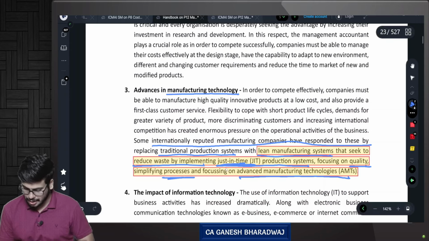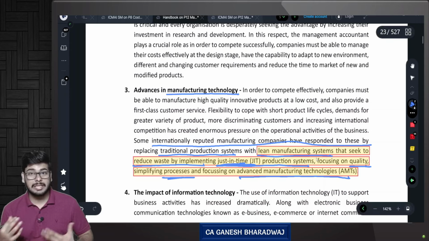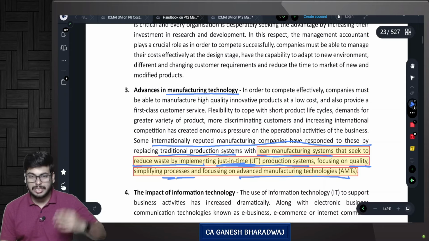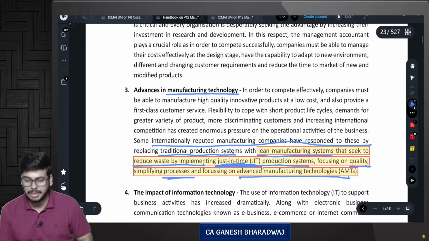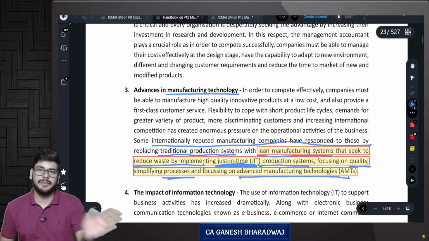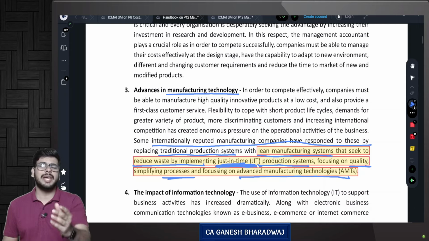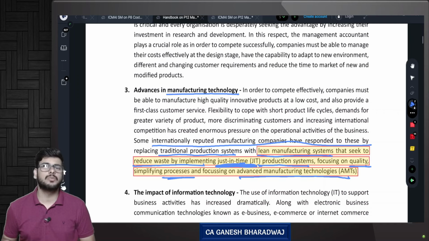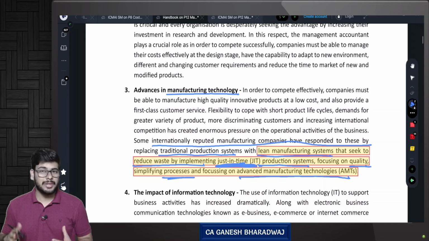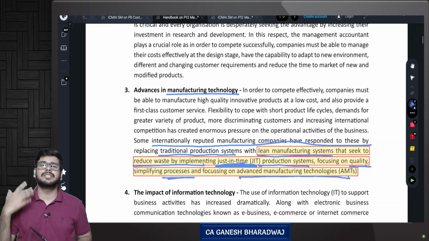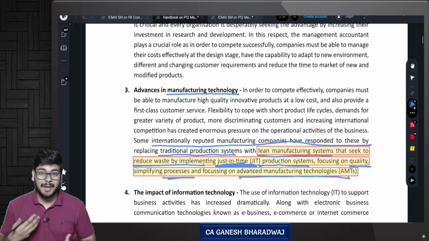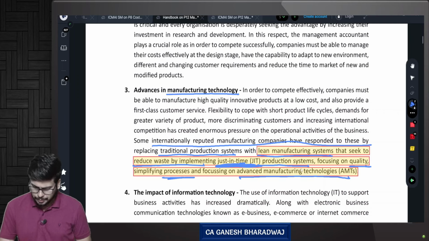So reduce their waste, lean manufacturing. This is called a lean manufacturing system. They reduce their waste by implementing just in time. Suppose the shopkeeper has prepared 5-10 dosas, but he was able to sell only 8 dosas. 2 dosas, what will he do? He'll have to waste them, correct? So instead of doing this, once he gets an order, he will start preparing it. So this is an effective waste reduction strategy.